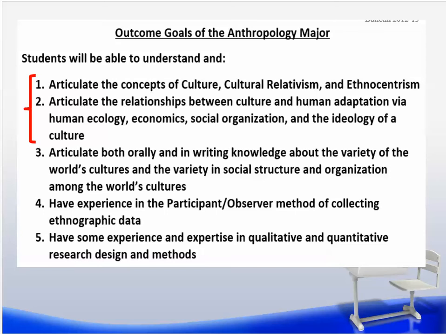And finally, 4, to have had experience in the participant observation method of collecting ethnographic data. That each anthro major would have experience at doing fieldwork. And then 5, have some experience and expertise in both qualitative and quantitative research design methods.